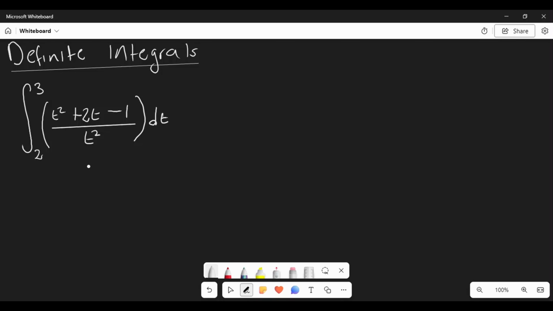Today on this video we'll be calculating the value of this integral, where we're going to do the definite integral. As you can see, this integral here has limits now. It has the upper limit, which is 3, and the lower limit, which is 2.